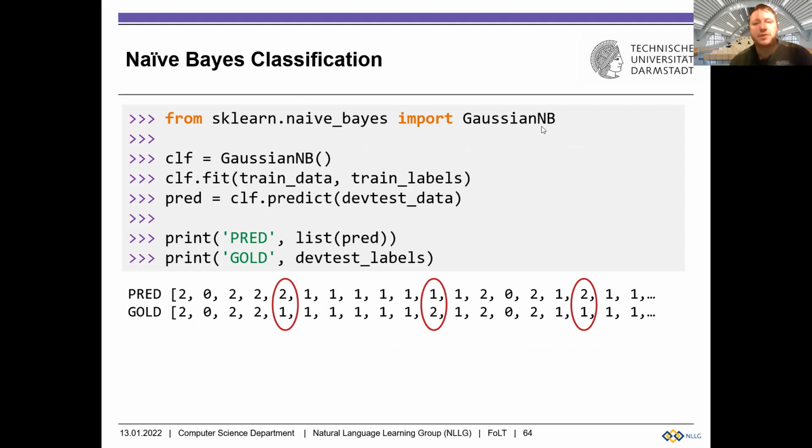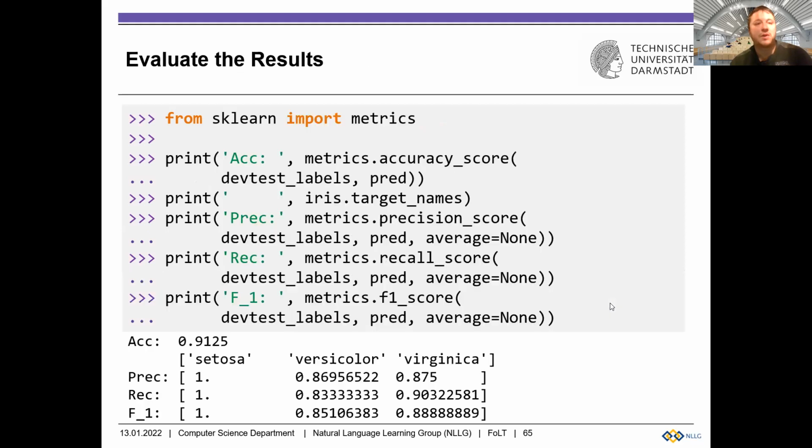And we call that Gaussian naive Bayes. So we say this is our classifier, Gaussian naive Bayes. We train the classifier on the training data with the training labels. And then we predict with our classifier on the dev set. We make a prediction and we compare that to the gold, and you see it's pretty good here. There are some misclassifications outlined here.